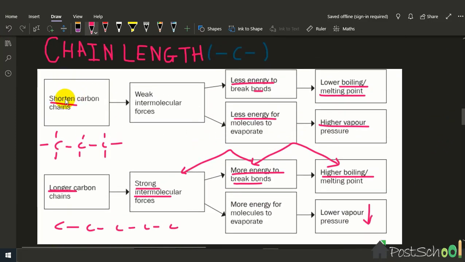Into ufanele ukhumbule, once there's shorter chain length, that means weak intermolecular forces, less energy required to break the bonds, and then a low boiling point. Kwi longer chain, stronger intermolecular forces, more energy required, higher boiling point. So let us move on.